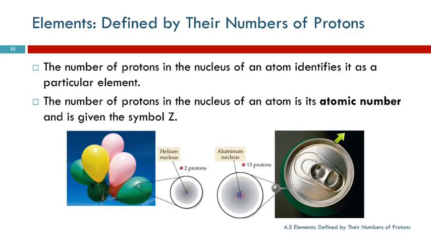Here's the top of a soda can. Aluminum. In the nucleus of aluminum atoms, there are 13 protons. Every single aluminum atom has 13 protons. Now, stuff can happen with the neutrons and with the electrons. It's the number of protons that identifies what element this atom belongs to.